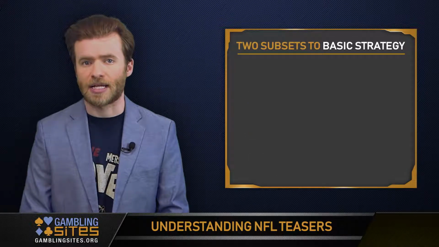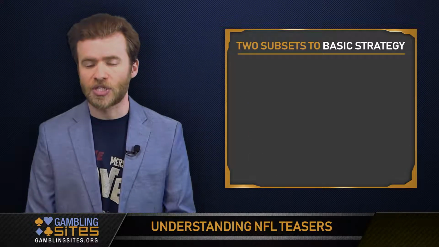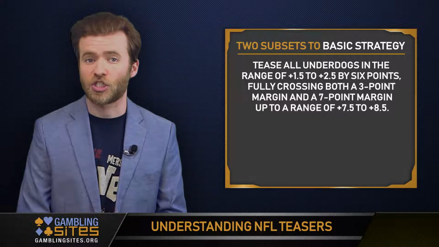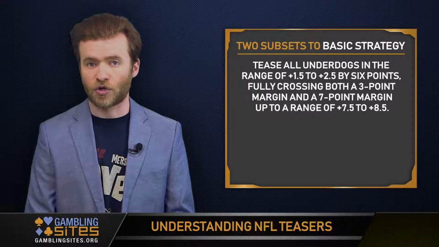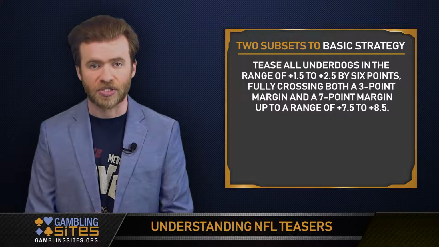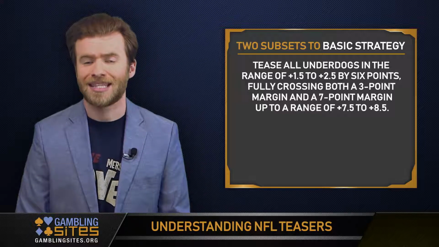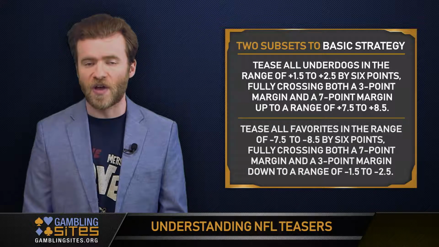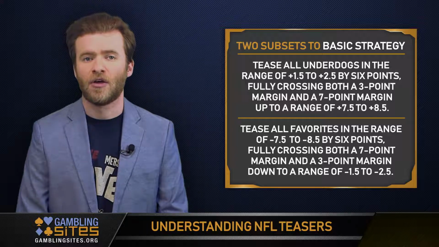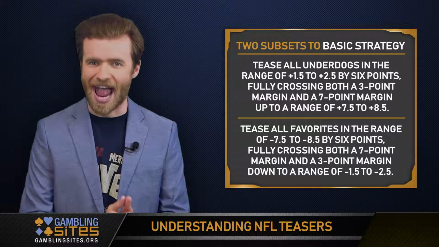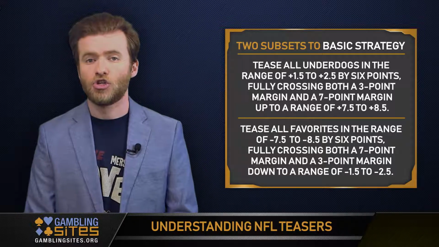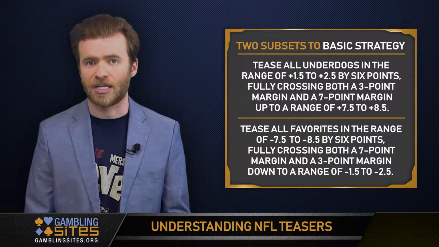There are two subsets to basic strategy. The first is to tease all underdogs that fall in the range of plus 1.5 to plus 2.5 by 6 points, fully crossing both a 3-point margin and a 7-point margin up to a range of plus 7.5 to plus 8.5. The second subset is to tease all favorites that fall in the range of minus 7.5 to minus 8.5 by 6 points, fully crossing both a 7-point margin and a 3-point margin down to a range of minus 1.5 to minus 2.5. No other subset would meet the criteria that we're looking for.